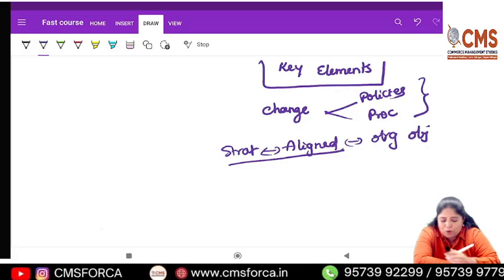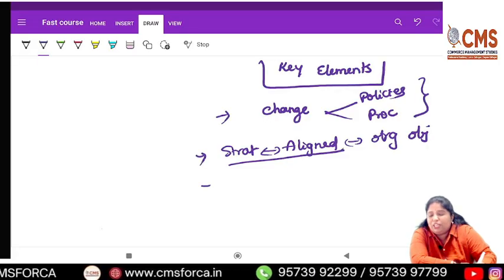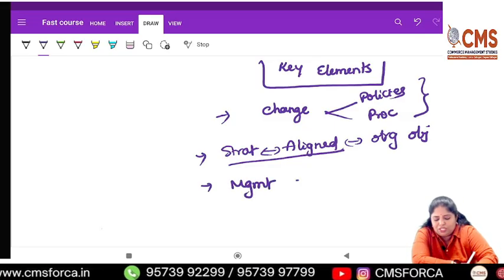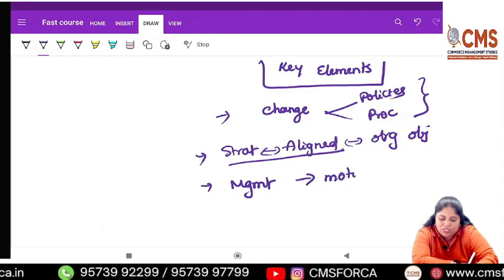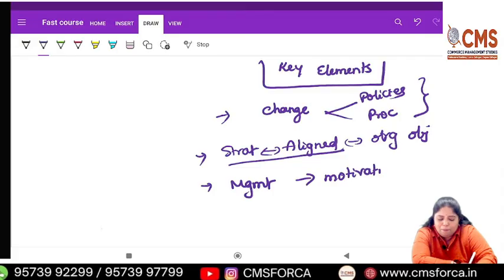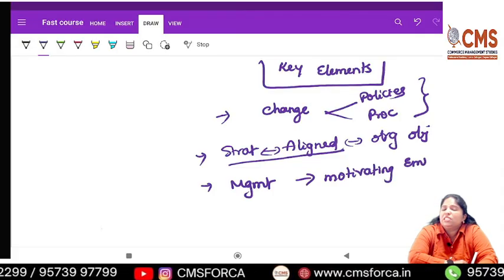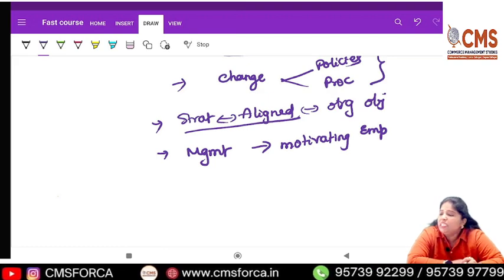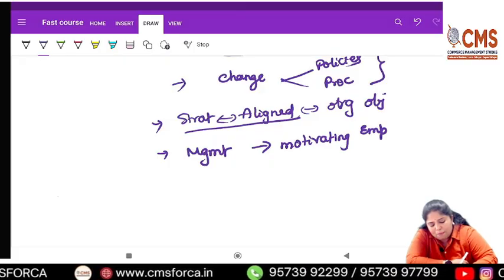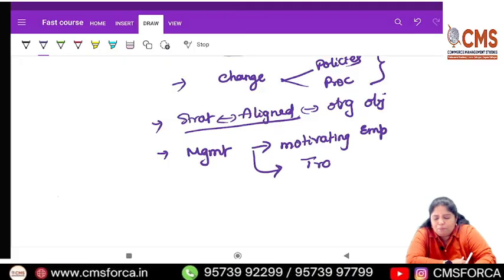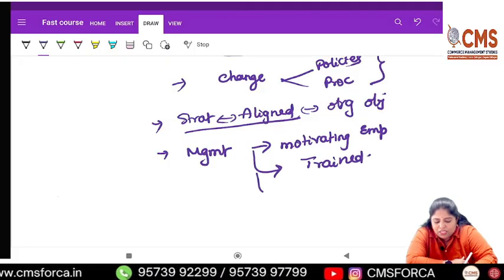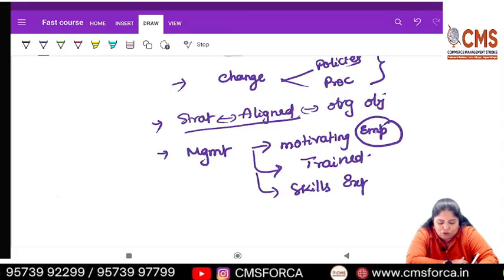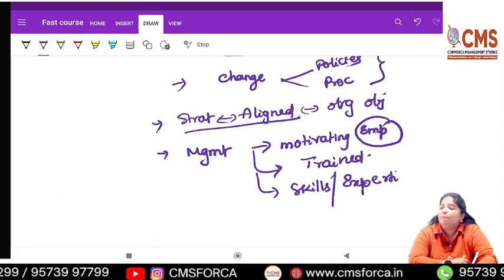And the next important key element we speak of is that management should always keep motivating employees. Make sure employees are always motivated, because if employees are not motivated, implementation can't happen successfully. Make sure employees are motivated, employees are trained enough, they have enough skills and expertise, to make sure implementation happens successfully.